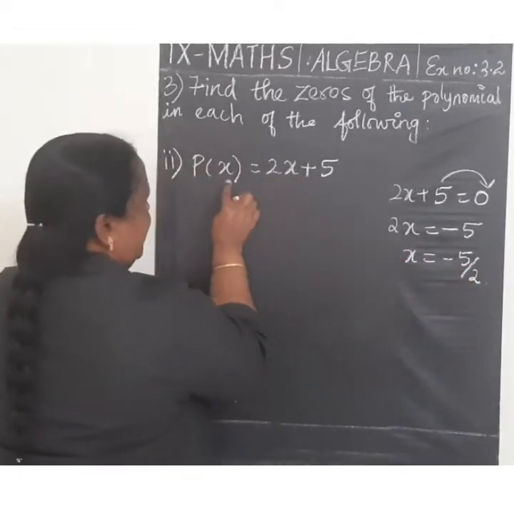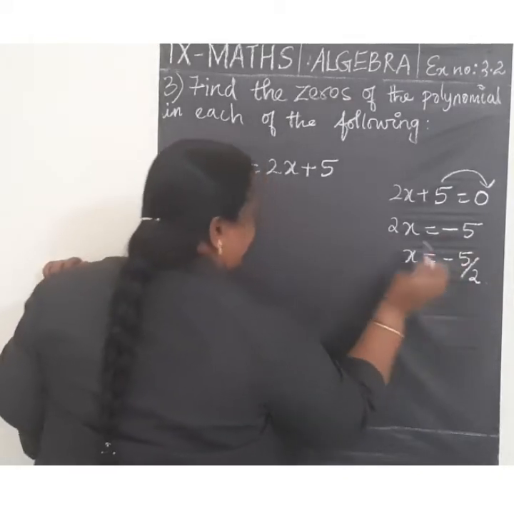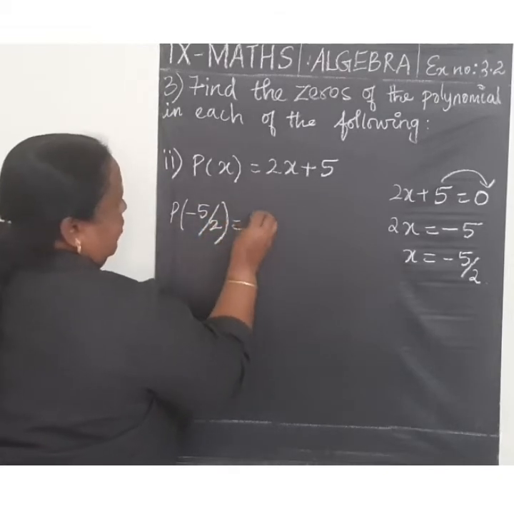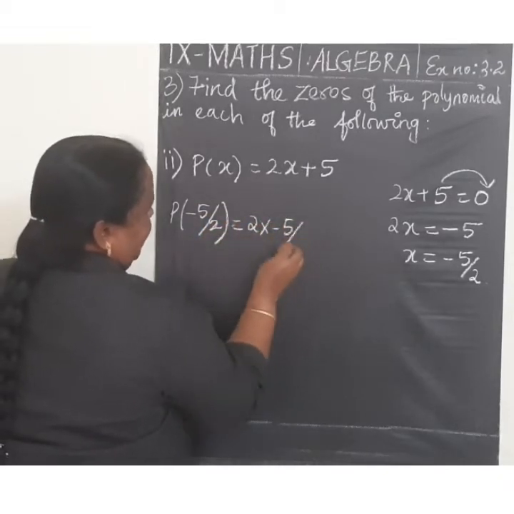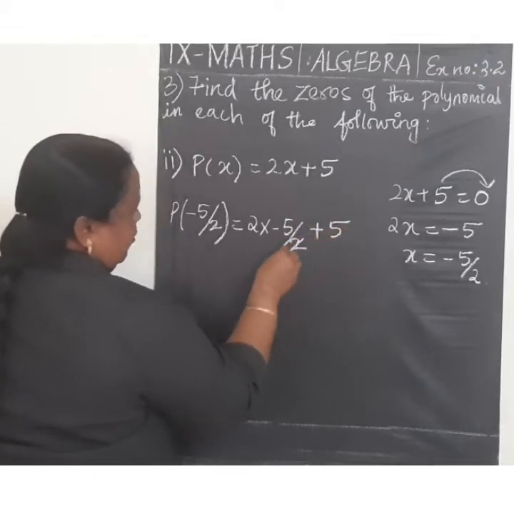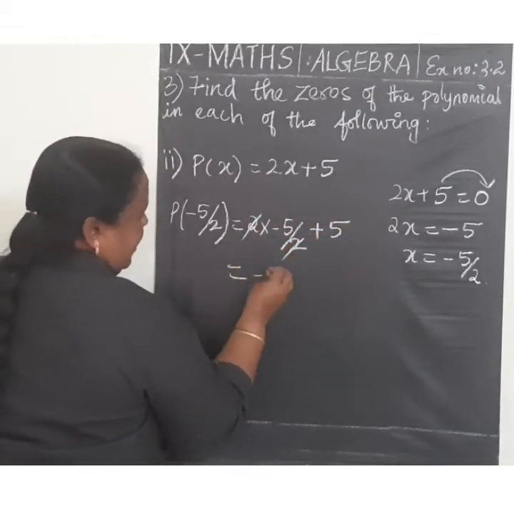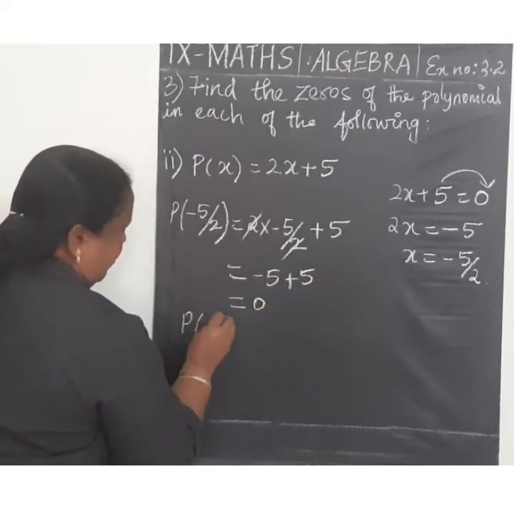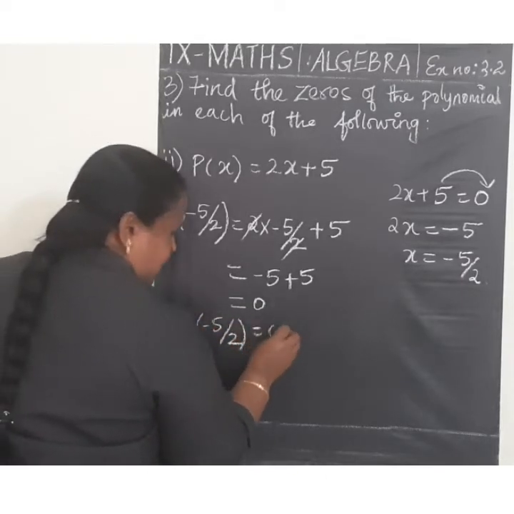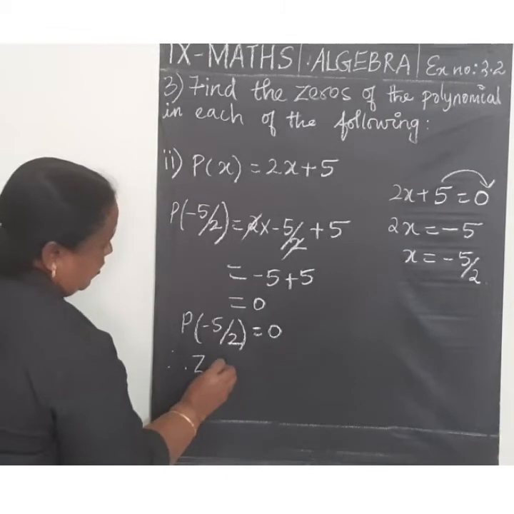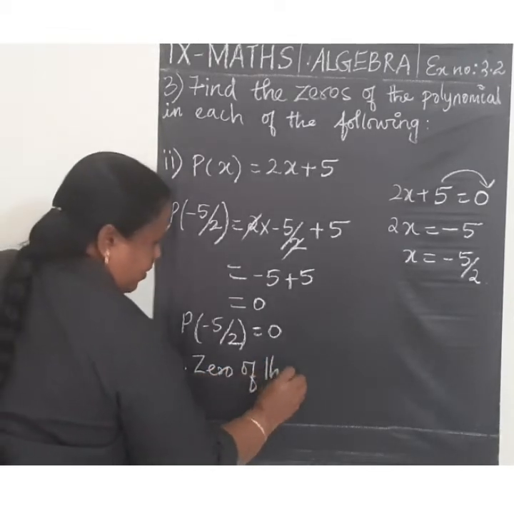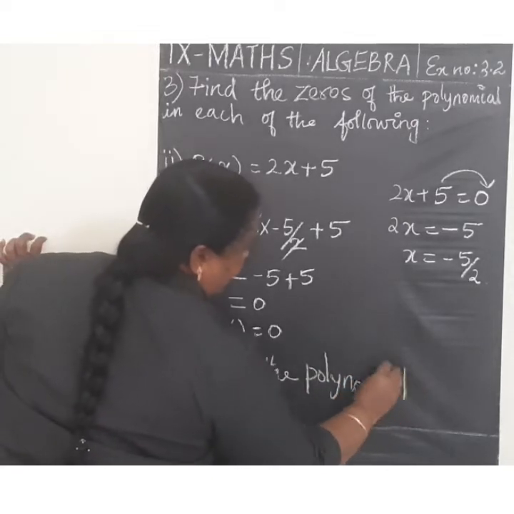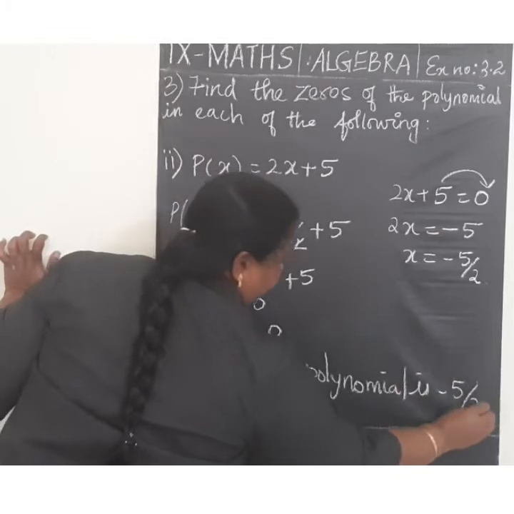So we have to substitute, in the place of x, this minus 5 by 2. So P of minus 5 by 2 is equal to 2 into minus 5 by 2 plus 5. The 2 will get cancelled. So here minus 5 plus 5 equal to 0. So P of minus 5 by 2 is equal to 0. Therefore, the zero of the polynomial is minus 5 by 2.